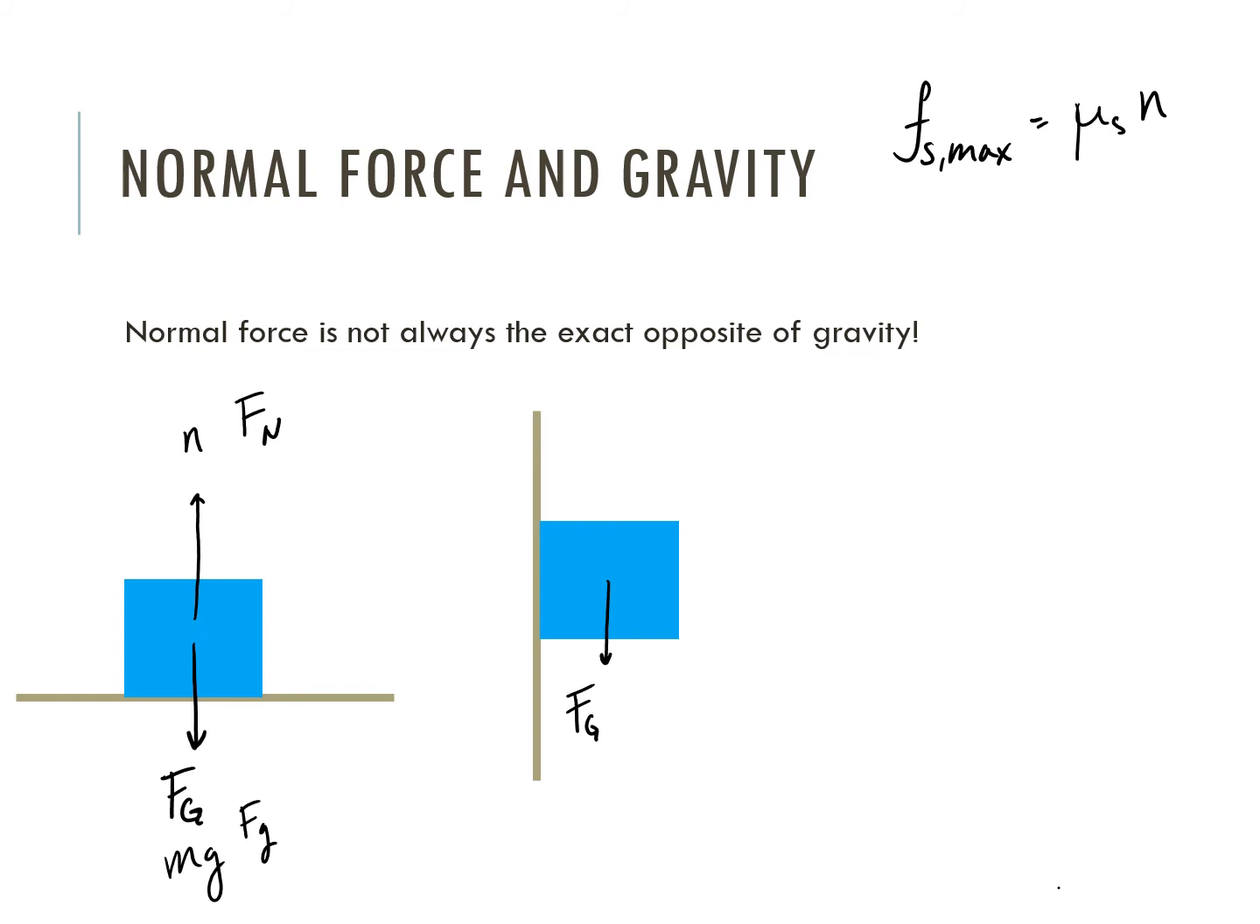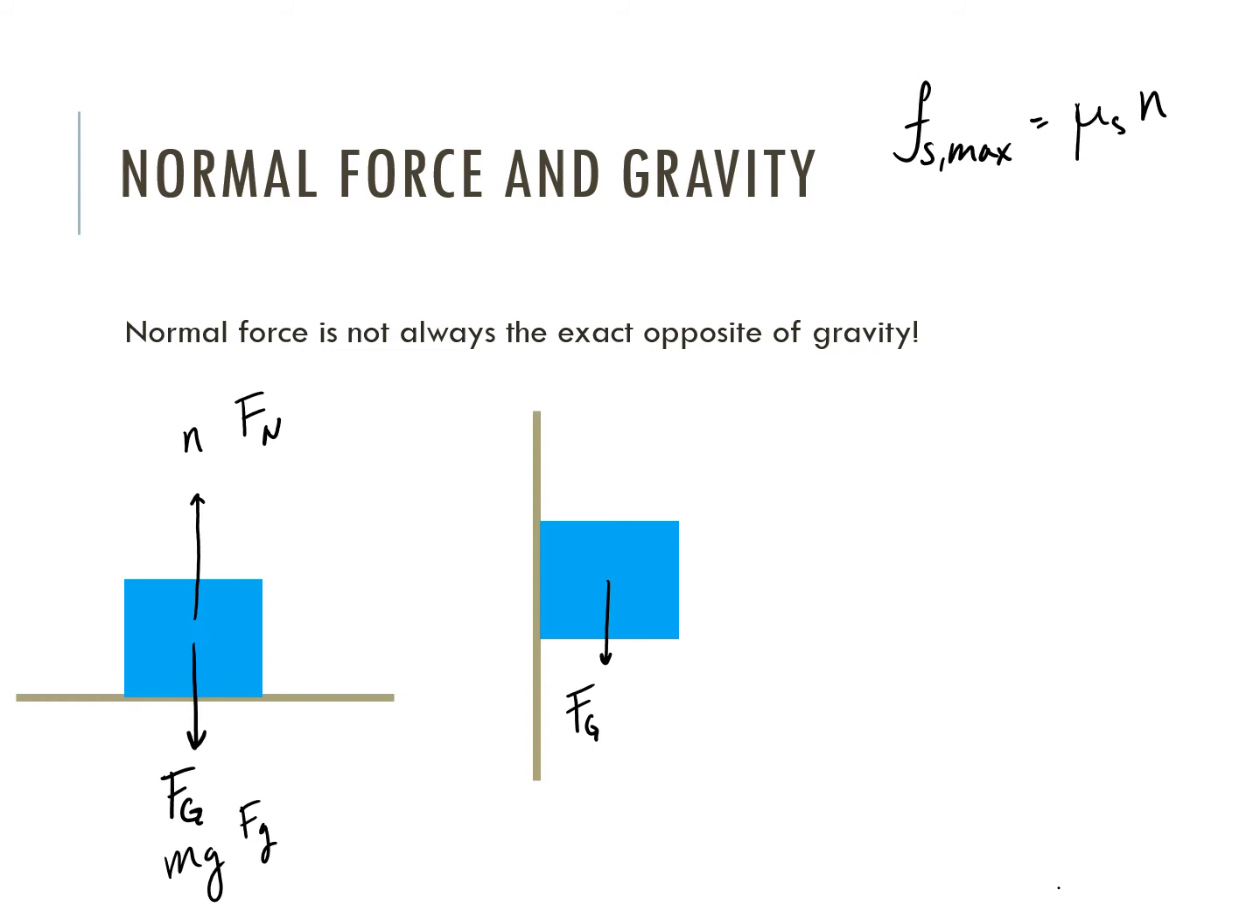So gravity still points straight down. However, my normal force cannot point upwards. My normal force can't point up because that would be parallel to the surface, and it's called the normal force, the perpendicular force.